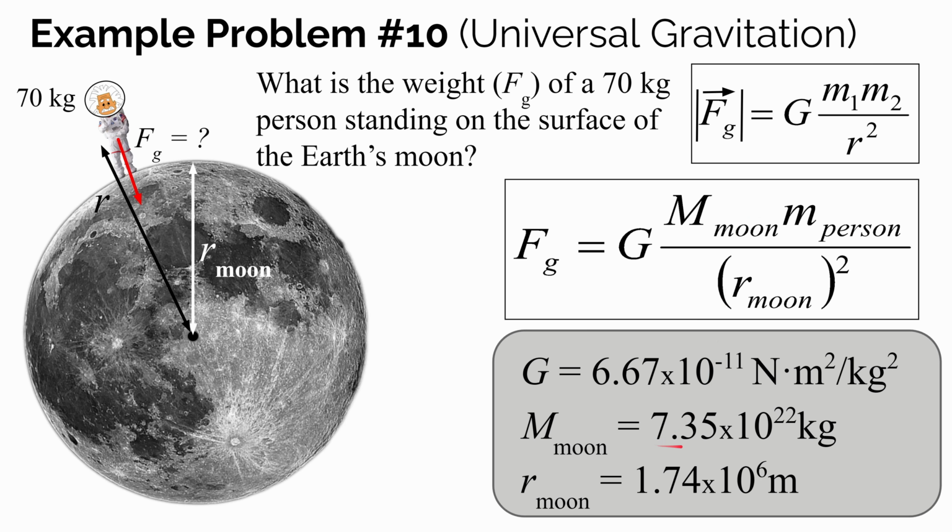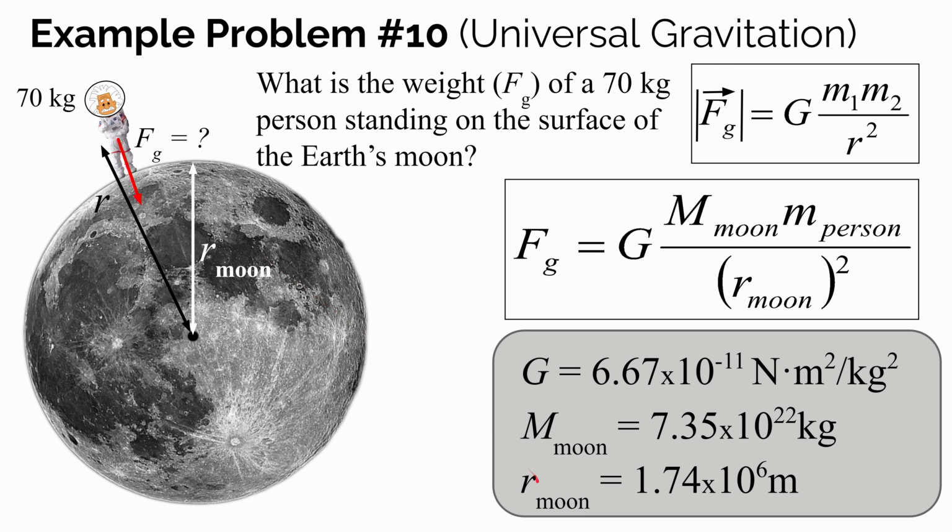The moon's mass in this case is 7.35 times 10 to the 22nd kilograms. The person's mass is given, that's 70 kilograms. And then we have to divide by R squared. Remember, R is the distance between the center of one object, that's the center of the moon, and the center of the second object, that's the center of the astronaut, right? So technically, that R would be the moon's radius plus half the height of the person.